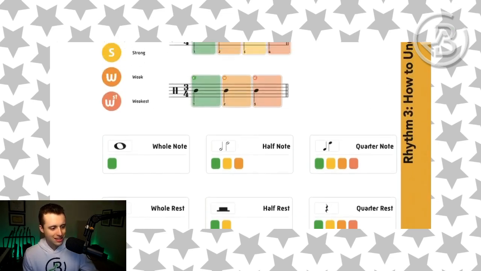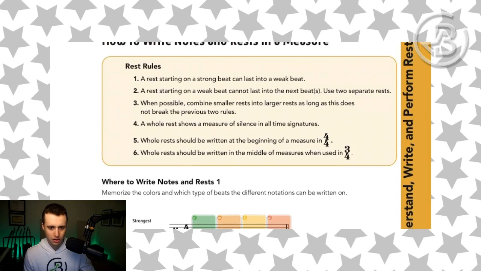We have 6 rules for rests, and don't worry, we're going to see those rules in application. A rest starting on a strong beat is able to go to a weak beat. A rest starting on a weak beat cannot last into the next beats, so it has to only be on that weak beat. If you want the next beat after a weak beat to be silent, you need to use another rest.